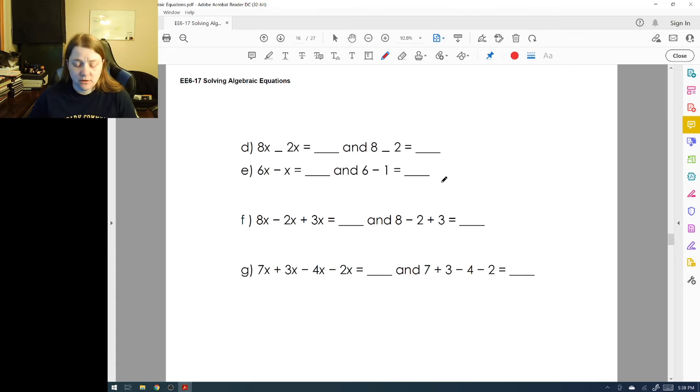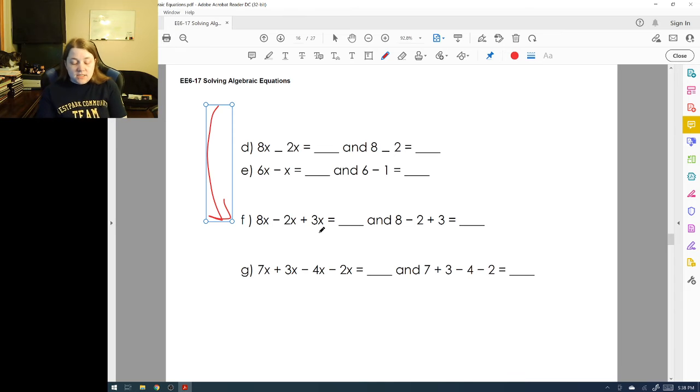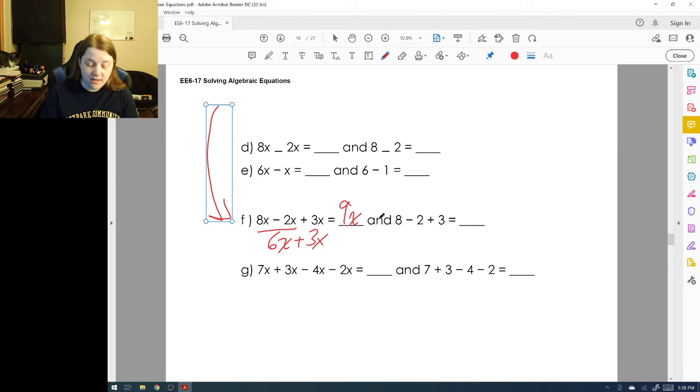Same things are going to happen here. Let's look at this letter F. If we have 8x minus 2x plus 3x, then we take 8x minus 2x, which is 6x, and we're still adding 3x. 6x plus 3x is 9x. If we take a look at this problem, 8 minus 2 is 6, 6 plus 3 is 9. Same exact thing as if we're working with just plain numbers, except now we're talking about x.